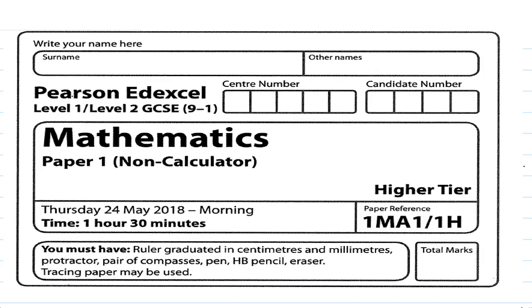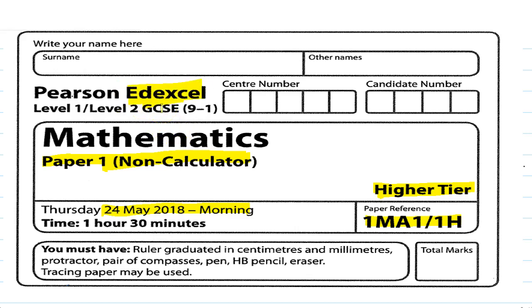Hi guys, today we are going to solve GCSE Mathematics paper 1, which is non-calculator, and it was conducted on 24th May 2018 morning, and it is 1MA1H, and it is for higher tier. It is for Edexcel.